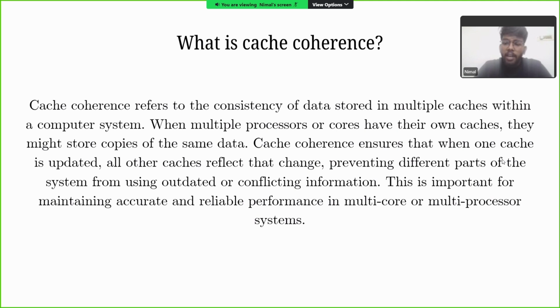And cache coherence ensures that when one cache is updated, all other caches reflect that change, preventing different parts of the system from using outdated or conflicting information. This is important for maintaining accurate and reliable performance in multi-core or multi-processor systems. So that's what it is. Whenever you want to have data which should not clash against each other, resulting in a deadlock, we need to ensure that cache coherence works properly.